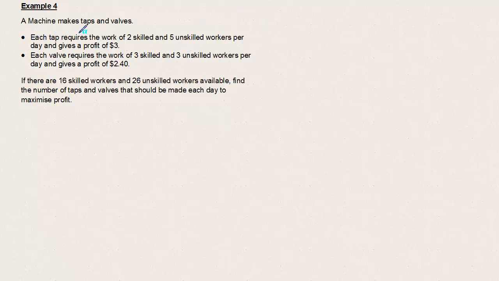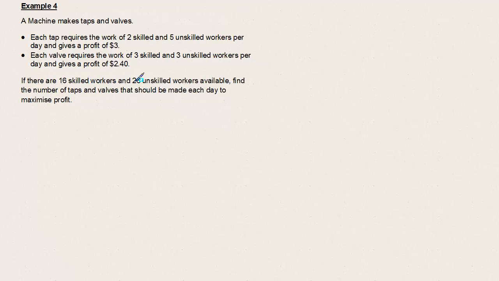A machine makes taps and valves. Each tap requires the work of 2 skilled and 5 unskilled workers per day and gives a profit of $3. Each valve requires the work of 3 skilled and 3 unskilled workers per day and gives a profit of $2.40. If there are 16 skilled workers and 26 unskilled workers available, find the number of taps and valves that should be made each day to maximize the profit.